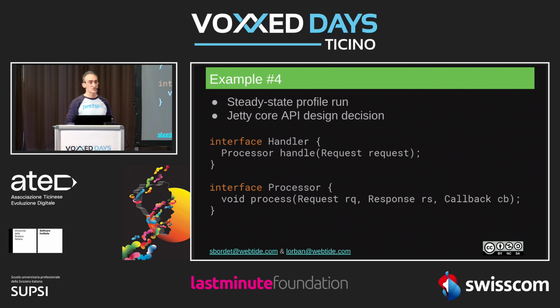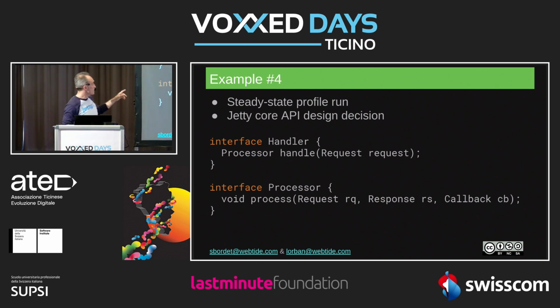Example 4 is an interesting one because there was a certain moment in the development of Jetty 12, our latest release, where we had to take an API design decision, okay? And we had 2 choices. The first choice was, how do we handle a request? How do we provide to users an API to handle the request? And this was the first attempt. Well, first attempt, we kept this API for months and months and months.